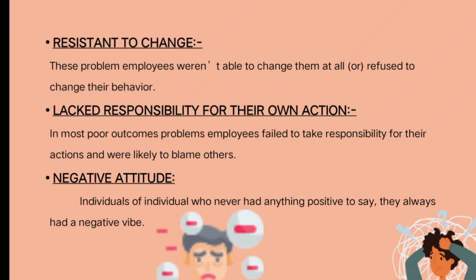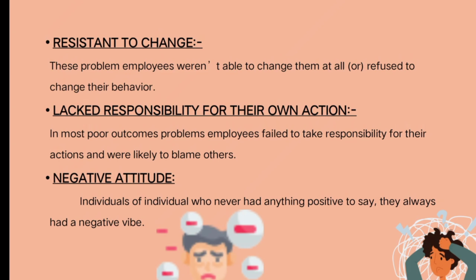That means that they will refuse whatever change has been taking place in the workplace. And next is lack of responsibility for their own action. For example, they have committed a mistake, but they will not accept that mistake. They will always blame others. For example, I have not completed the allotted hours of my subject, but I will not accept that. I will blame others, like they have not given me periods, they have not mingled with me, like that.